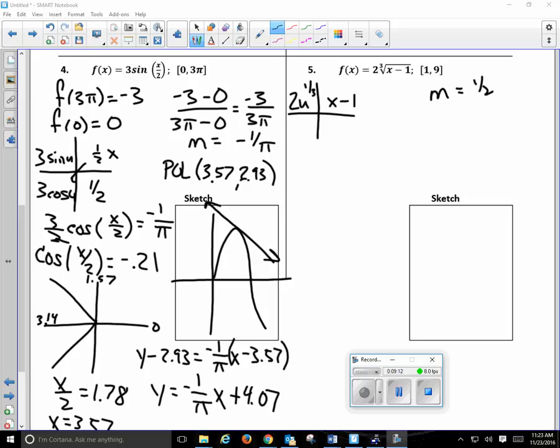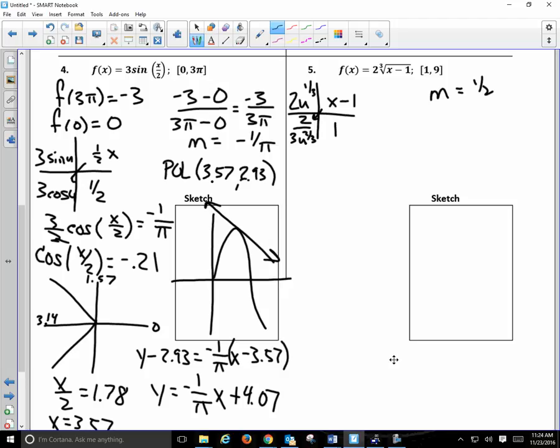Okay, so you got slope is 1/2. You got 2u to the 1/3. Derivative is 2 over 3u to the 2/3. Because the 3 will come to the denominator and do the 1/3, and you subtract 1 from 1/3, you get 2/3. It's negative, so it goes to the denominator, and derivative is 1.